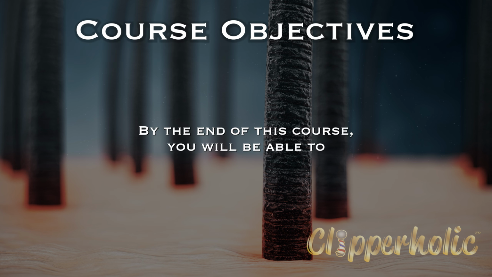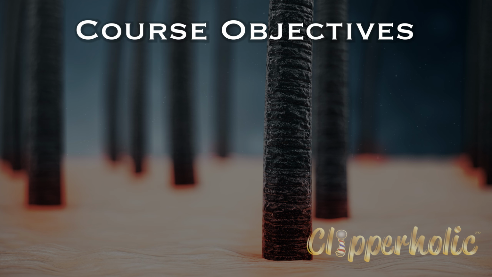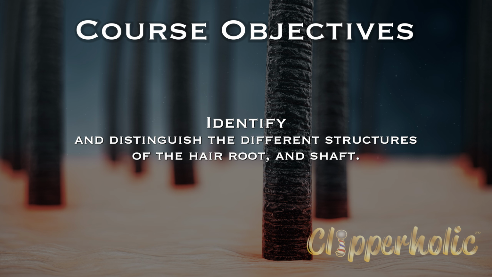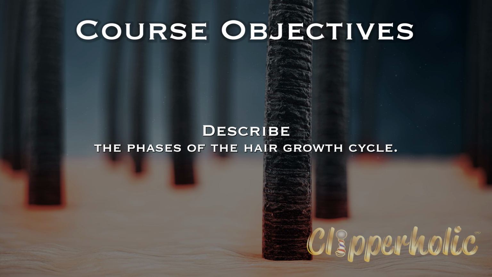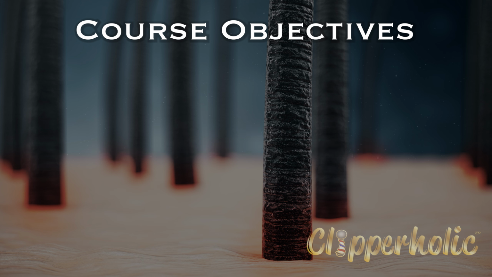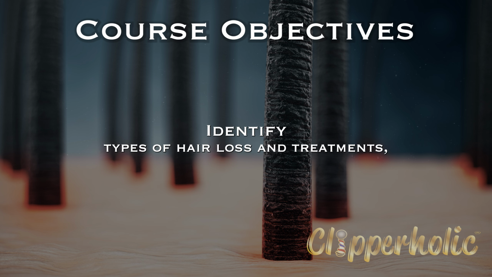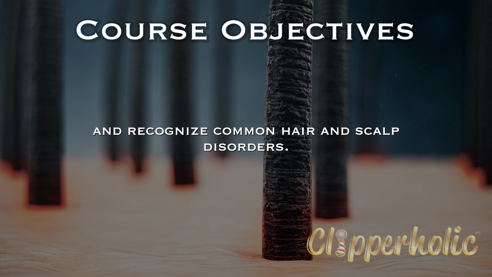By the end of this course, you will be able to identify and distinguish the different structures of the hair root and shaft. Explain the three types of side bonds of the cortex. Describe the phases of the hair growth cycle. Identify types of hair loss and treatments. And recognize common hair and scalp disorders.